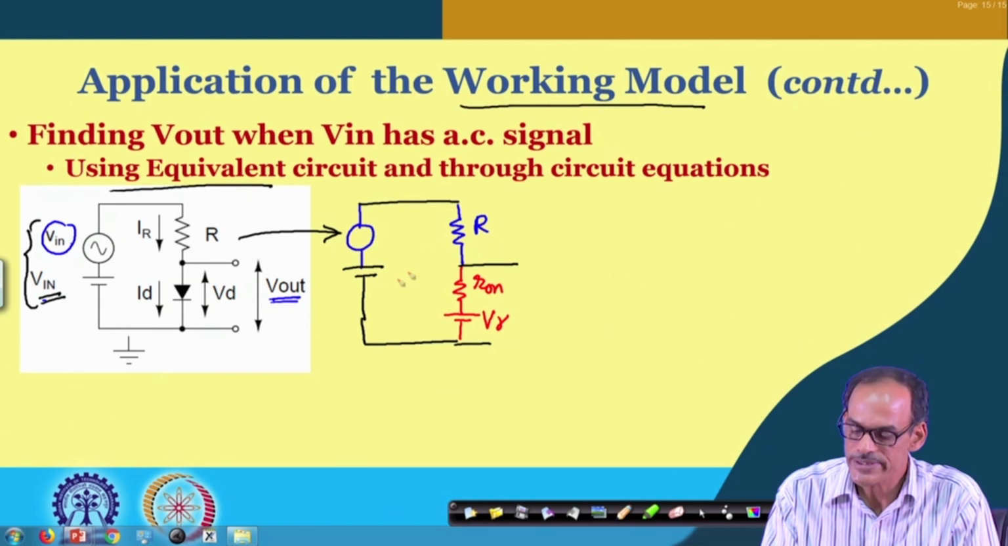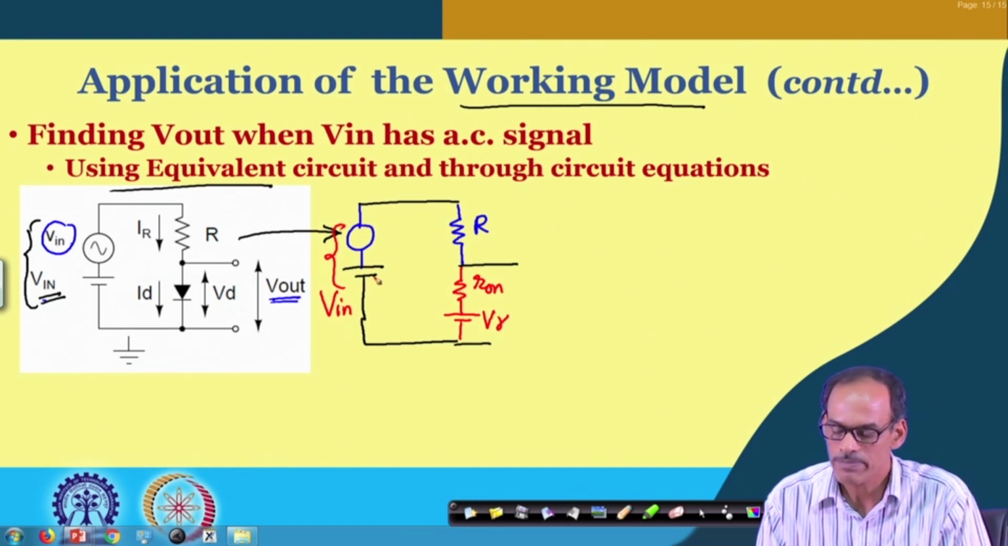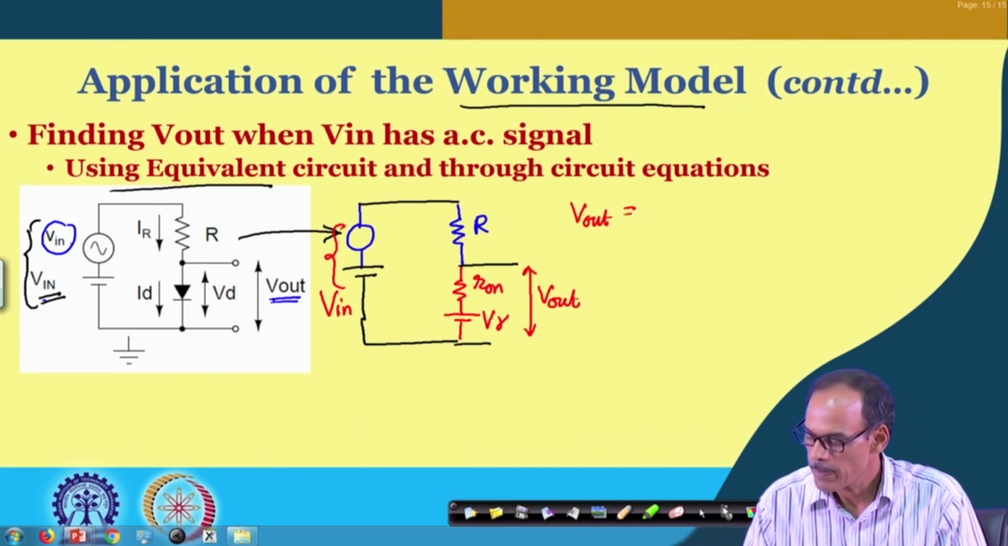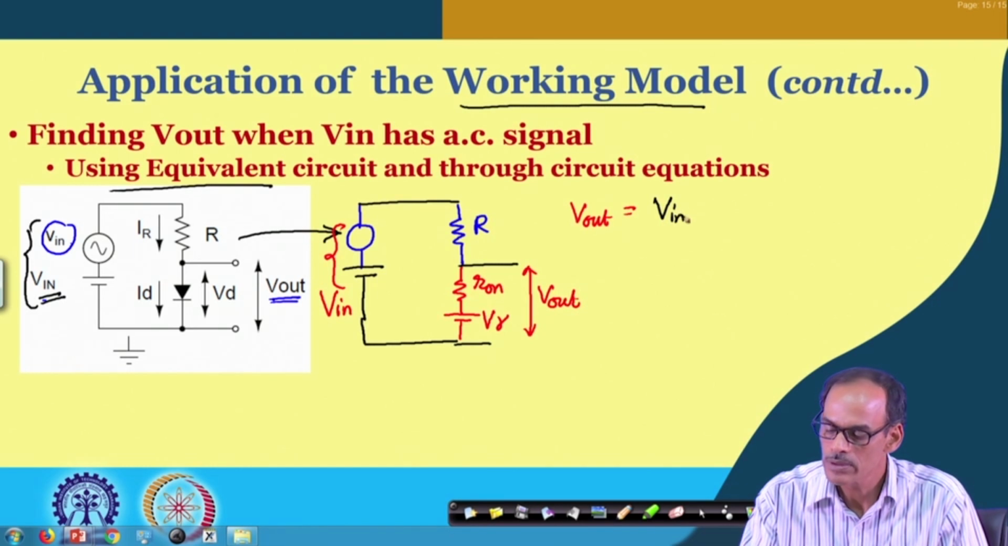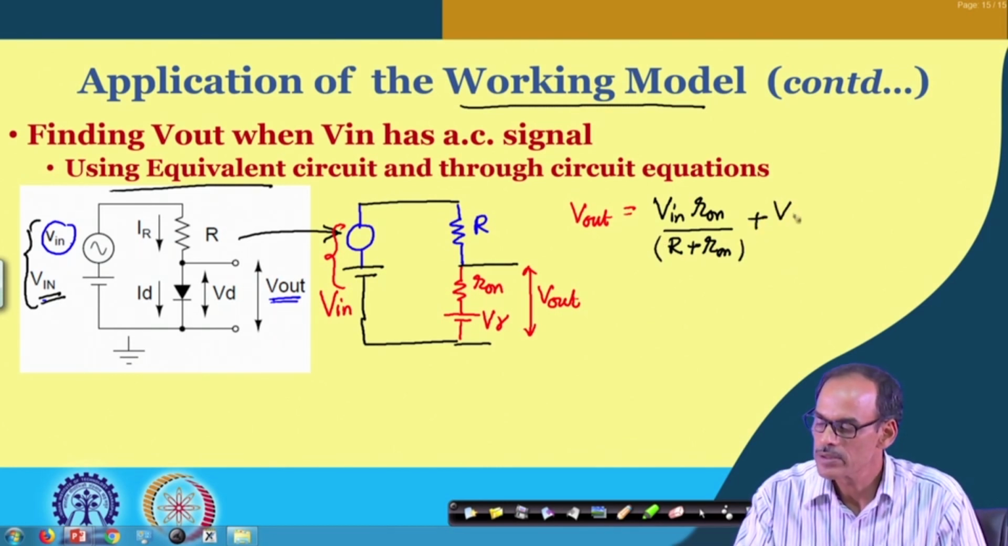Now, if you analyze this circuit, if I consider these two together, it is V capital in having both the DC part and the small signal part, and if you see what the corresponding output is, I think you yourself can find that V out equals V in multiplied by R on divided by capital R plus small r on, plus V gamma into R divided by capital R plus R on.